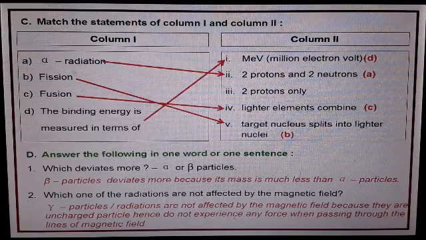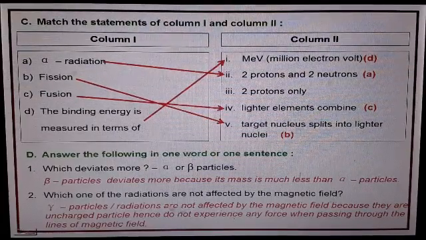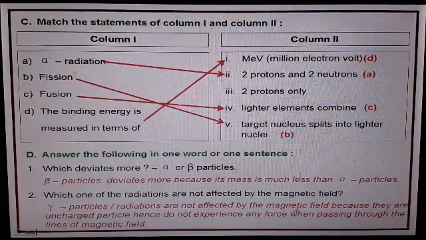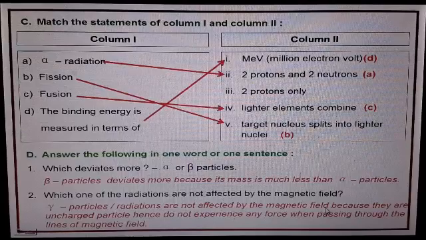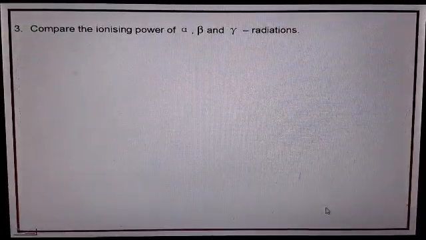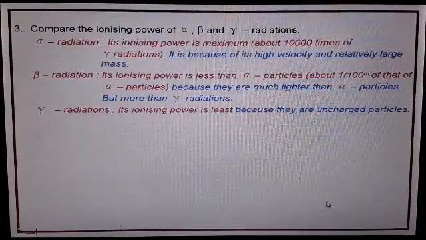So I have given the reason along with it. So from this 'because' part, you will write if the question is asked for 2 marks. Or if the answer is for 1 mark, then you will just write till magnetic field. Clear? Third question, compare the ionizing power of alpha, beta and gamma radiations.